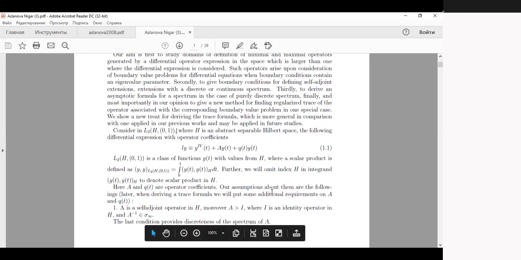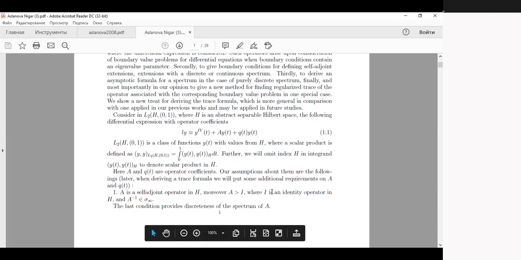Okay. On the coefficients, surely we have some restrictions: A is self-adjoint as well as Q. Also L is a positive definite operator, and its inverse is compact. Under these conditions, it is well known that the operator's spectrum will be discrete, so it will consist only of eigenvalues of finite multiplicity. Geometric multiplicity is meant here, with the only possible limit point at infinity.